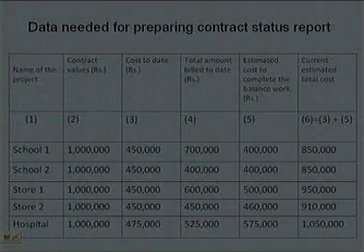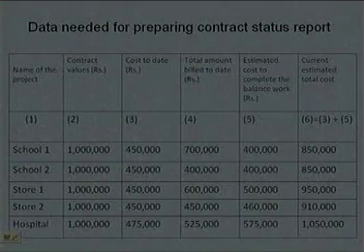Now, for the first project, which is school 1, the contract value is 1,000,000, cost to date is 450,000, total amount billed to date is 700,000, and estimated cost to complete the balance work is 400,000. For the second project, which is school 2 building, contract value is again 1,000,000, cost to date is 450,000, total amount billed to date is 400,000 and estimated cost to complete the balance work is 400,000.